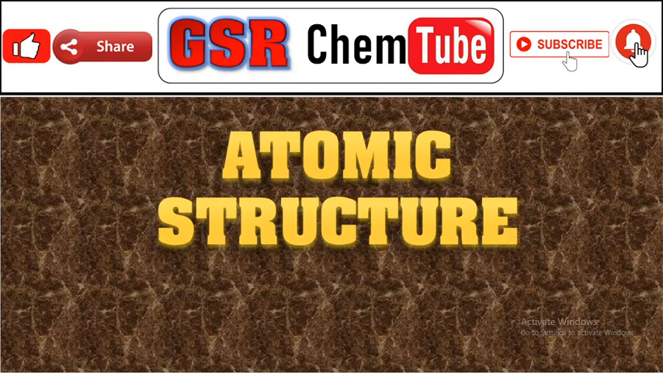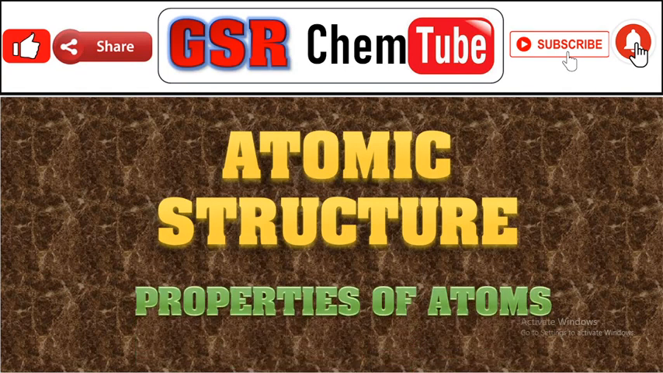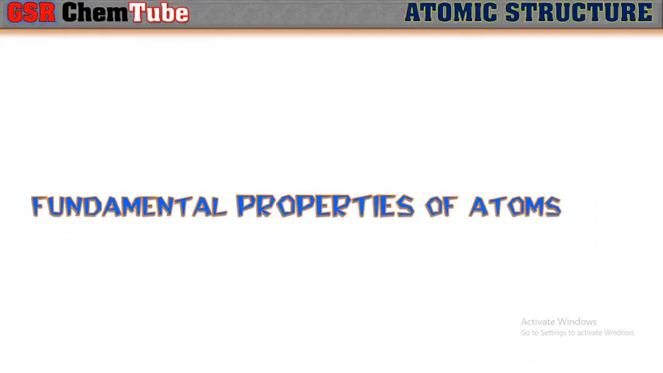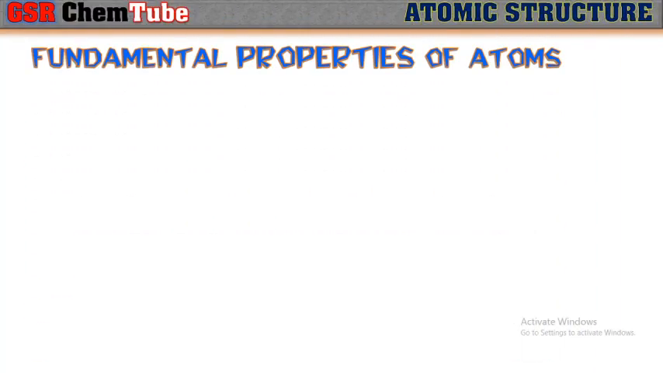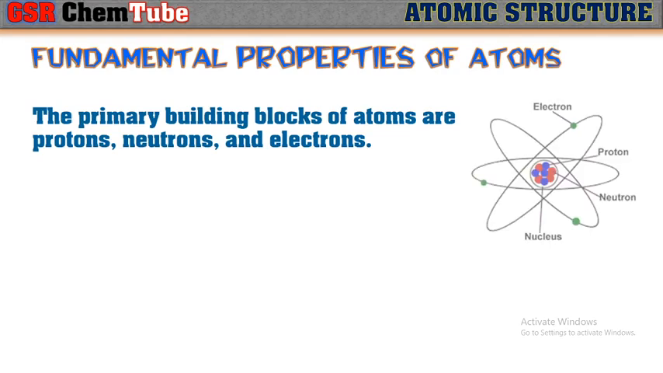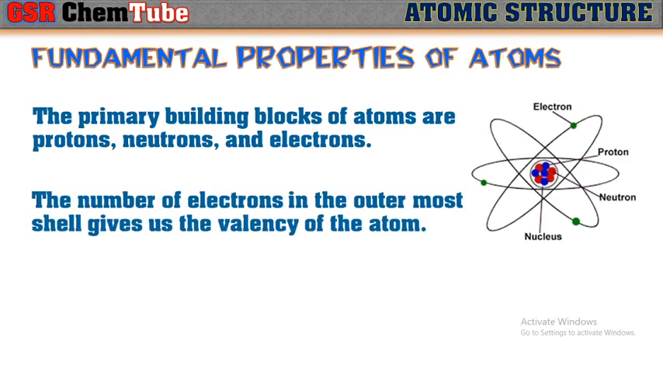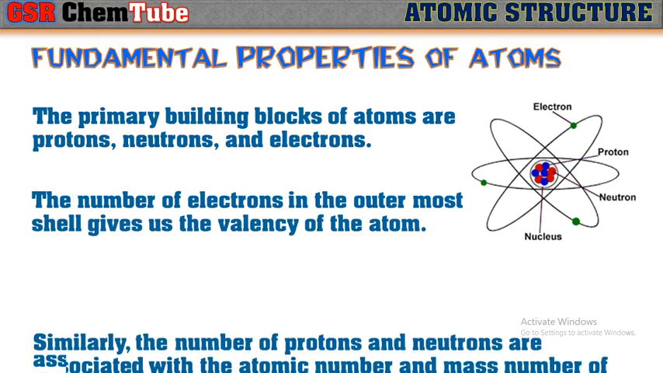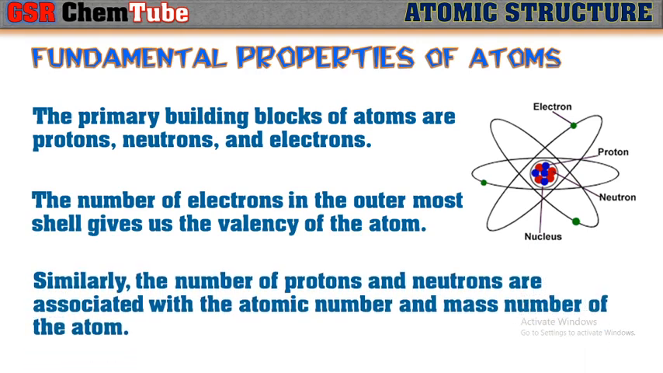Here we are going to discuss the atomic structure chapter. From this, we are going to discuss the fundamental properties of atoms. The primary building blocks of atoms are, as you know, electrons, protons and neutrons. The number of electrons in the outermost shell of an atom gives its valency. Similarly, the number of protons and neutrons are associated with the atomic number and the mass number of that atom.